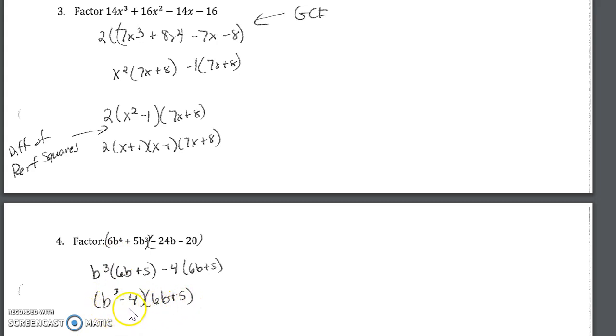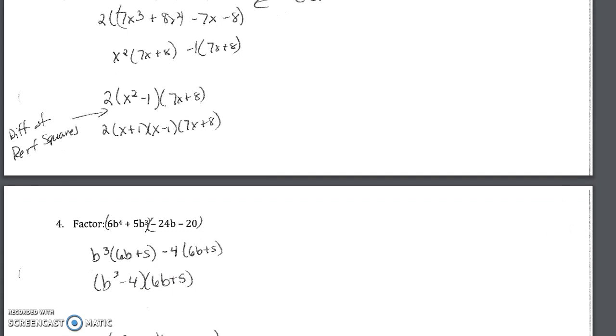B cubed minus 4, I'm wondering how many of you tried to factor that farther. The reason you cannot is that it is a b to the 3rd power. That is not the difference of perfect squares, so you cannot go any farther because that's a b cubed. Okay, so it's not quadratic, it's cubic, so you can't go any farther, so that's your answer.